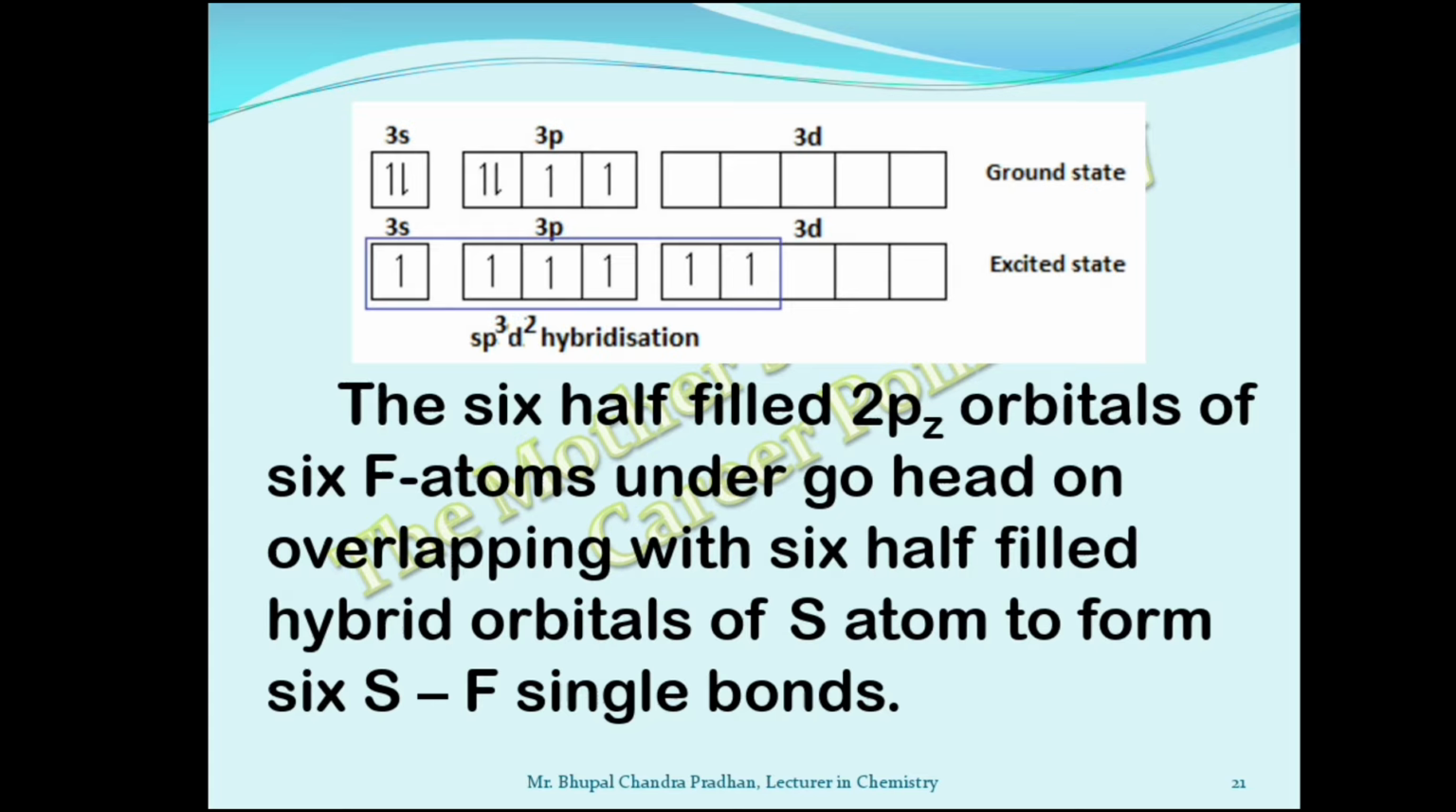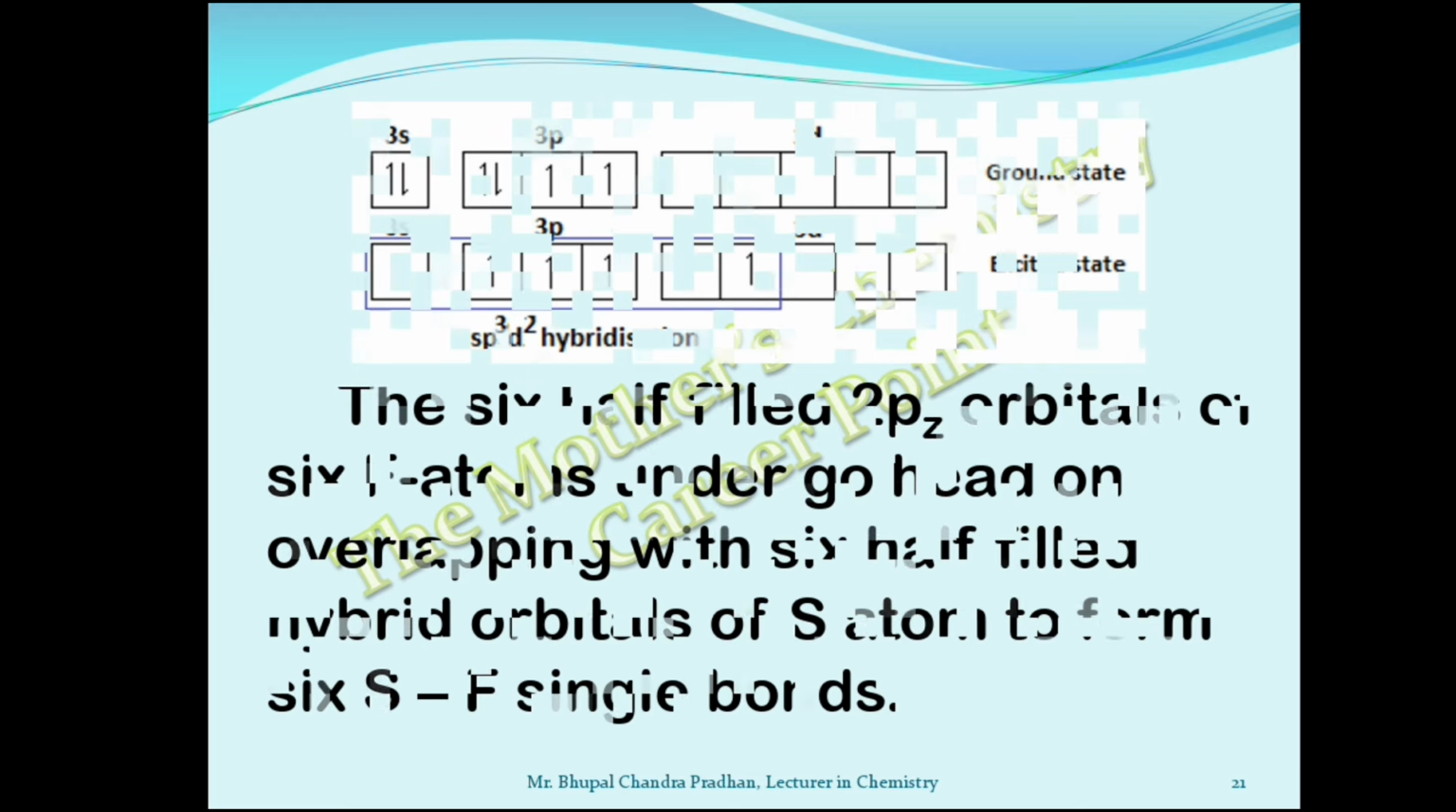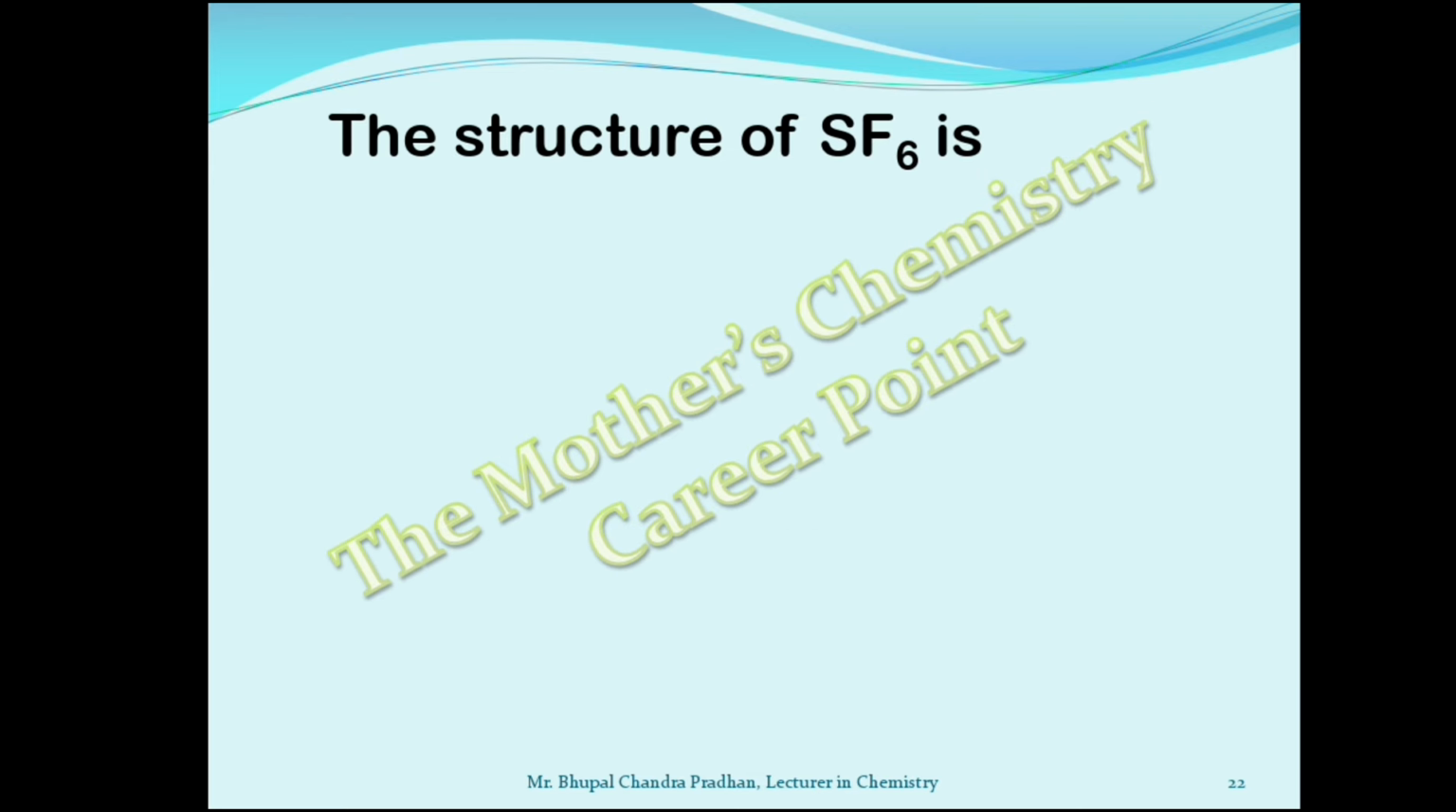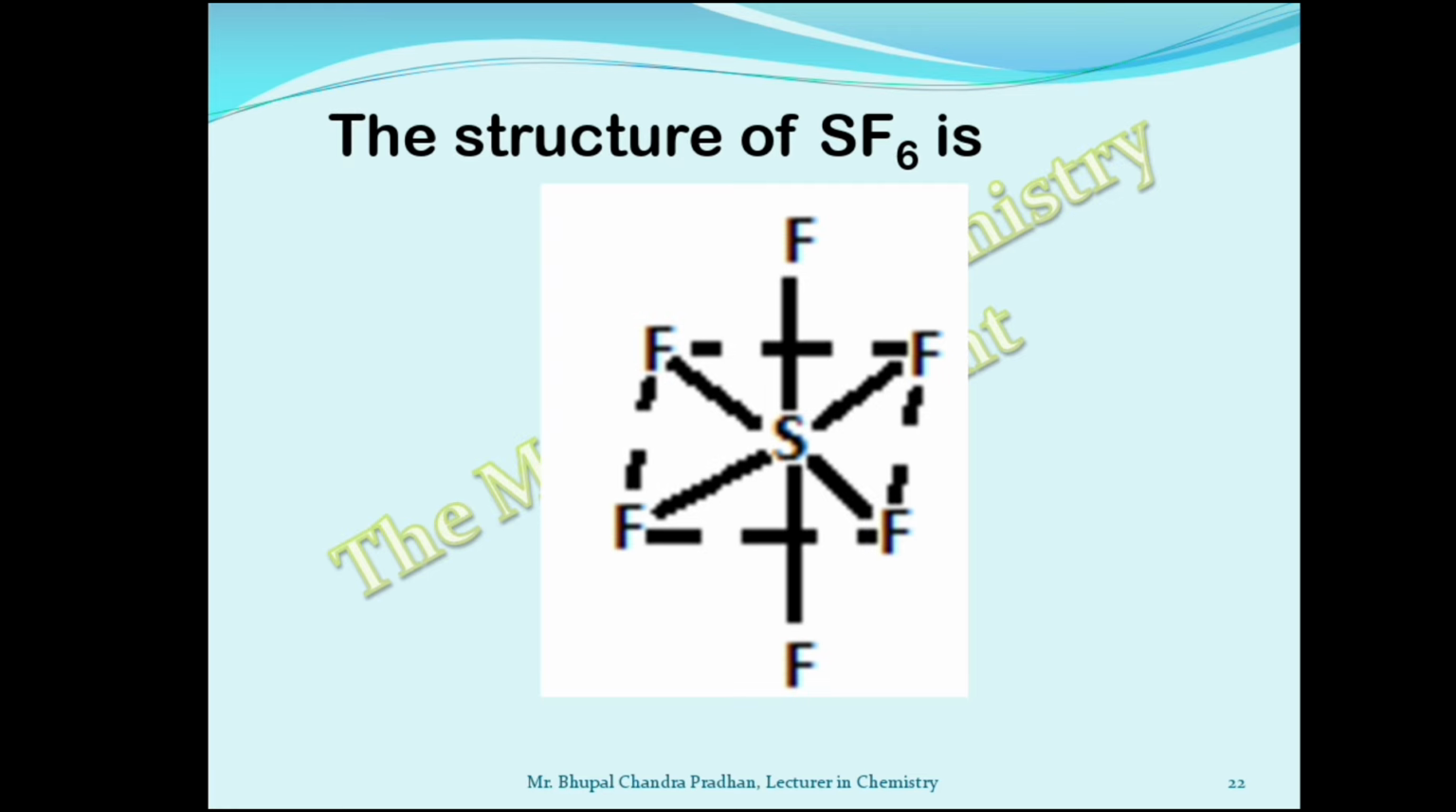The 6 half-filled 2pz orbitals of 6 fluorine atoms undergo head-on overlapping with 6 half-filled hybrid orbitals of the sulfur atom to form 6 sulfur-fluorine single bonds. The structure of sulfur hexafluoride is likely this.